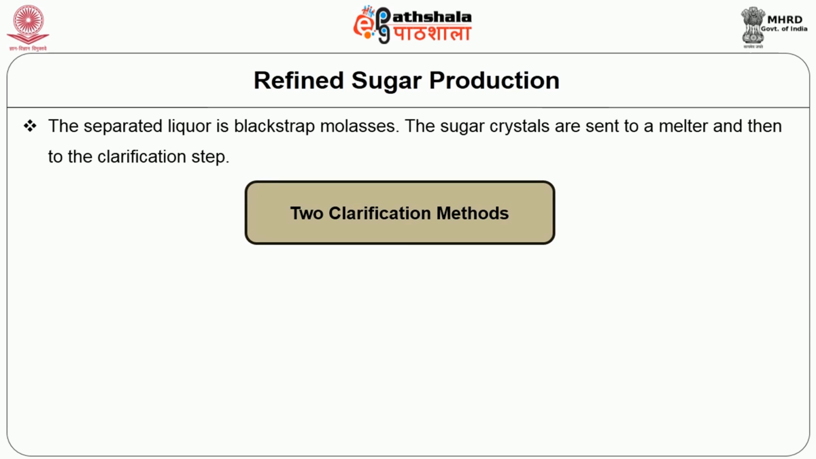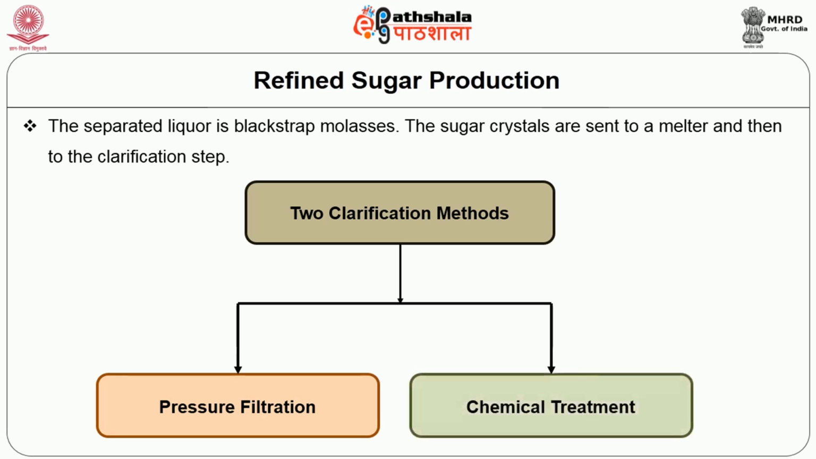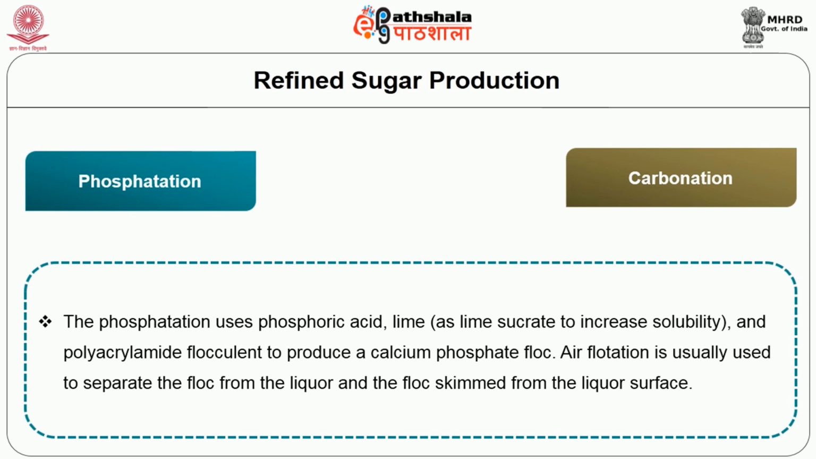Two clarification methods are commonly used: pressure filtration and chemical treatment. Chemical clarification is the preferred method. Two chemical methods are commonly used, that is phosphatation and carbonation. Both processes require the addition of lime.